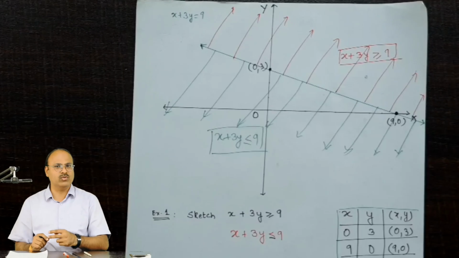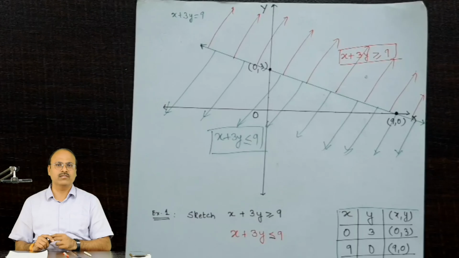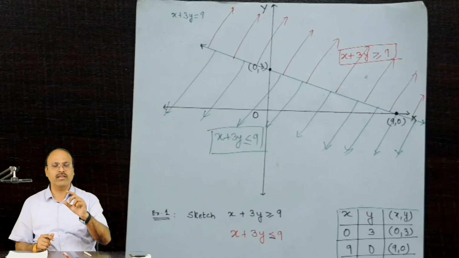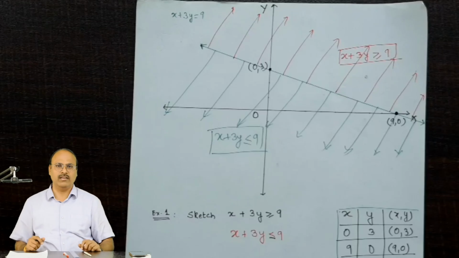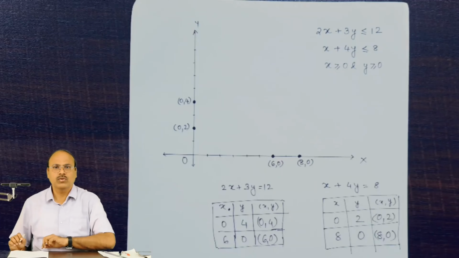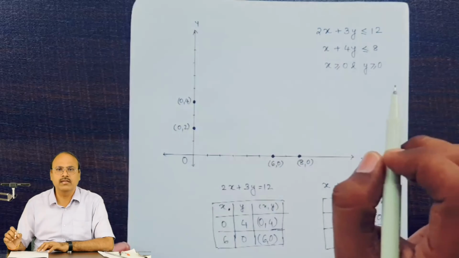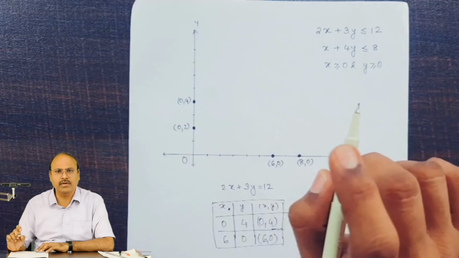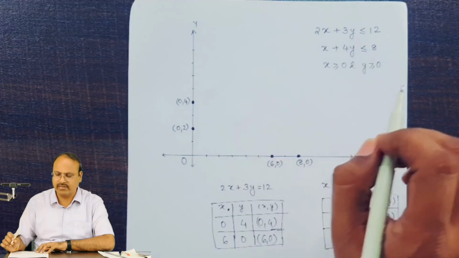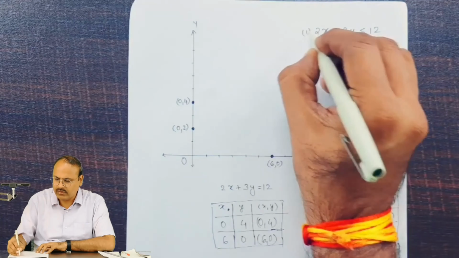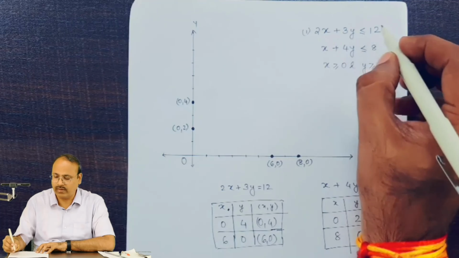So we'll use these two and two linear inequations, and we'll see how to draw the sketch where we have not one but more than one linear inequation. So let us do that. Here is an example in front of us where we have three conditions, in fact two linear inequations, and the third one is the non-negativity constraint. The first one is 2x plus 3y less than or equal to 12.